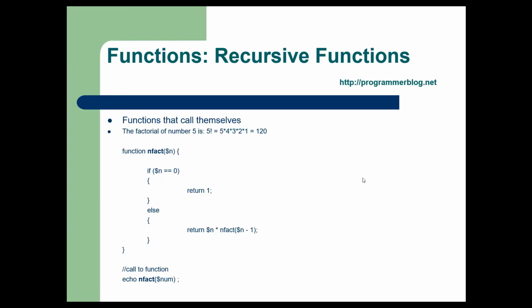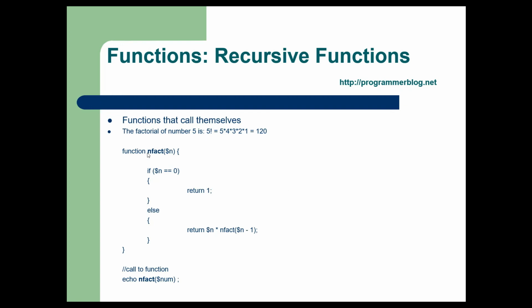Recursive functions. Recursive functions are those functions that call themselves. An example of a recursive function can be the calculation of a factorial. Suppose we want to calculate the factorial of 5. It means that we have to multiply 5 with 4, 3, 2 and 1. To calculate this factorial, we have to create a function and call it recursively.